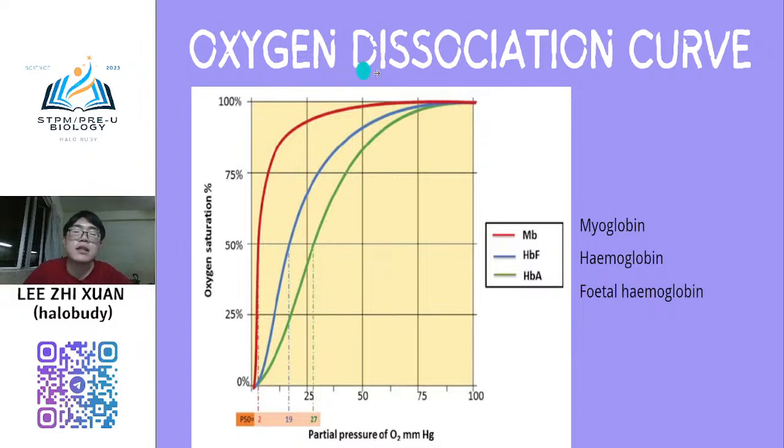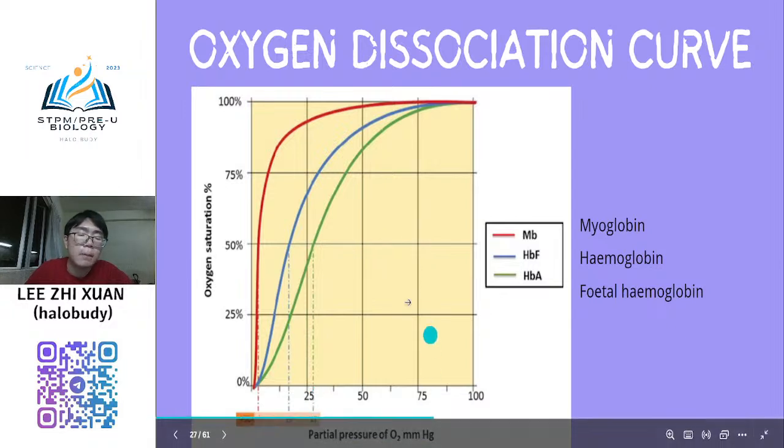So it is the same as dissociation. Dissociation is the measurement of how much hemoglobin will bind to oxygen to form oxyhemoglobin, based on the partial pressure of oxygen. This is the general oxygen dissociation curve. If you see this curve, there are three lines: a red line, a blue line, and a green line.